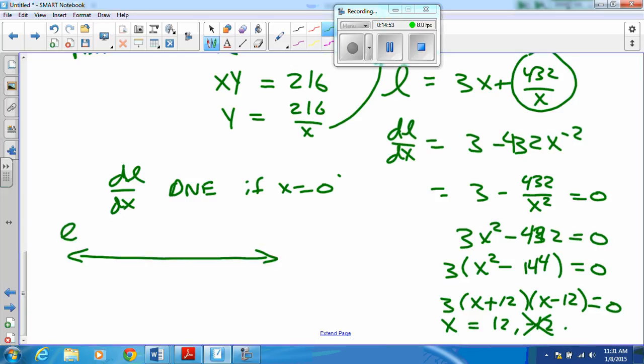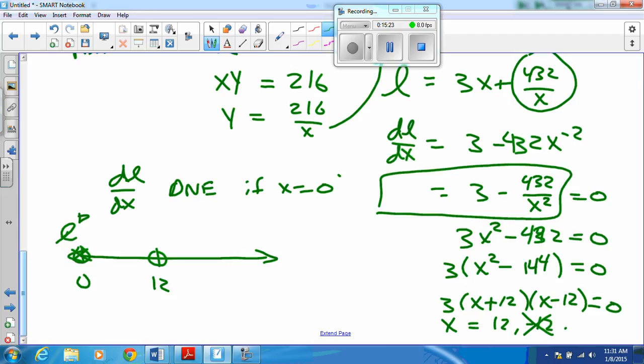Let me make a number line for L prime right here. And I'm going to put my critical point of 12 on it. I'll put the critical point of 0 marked with an X on it, where my derivative does not exist. And I'm going to consider the sign of L prime for x's between 0 and 12. To do that, I need to consider a value of x between 0 and 12.